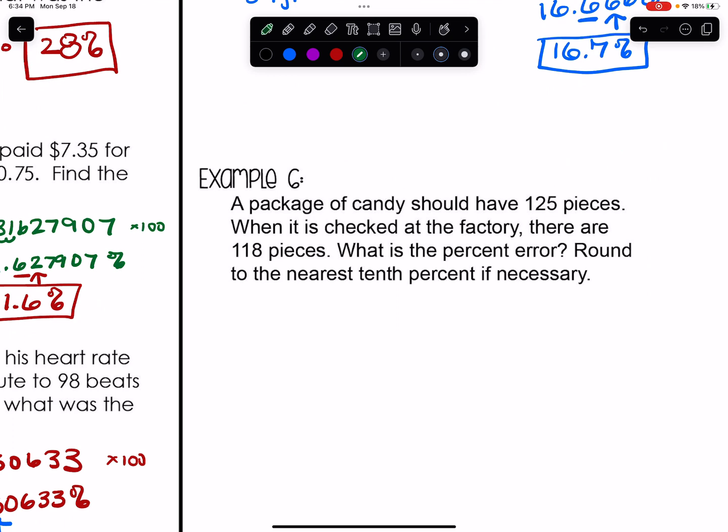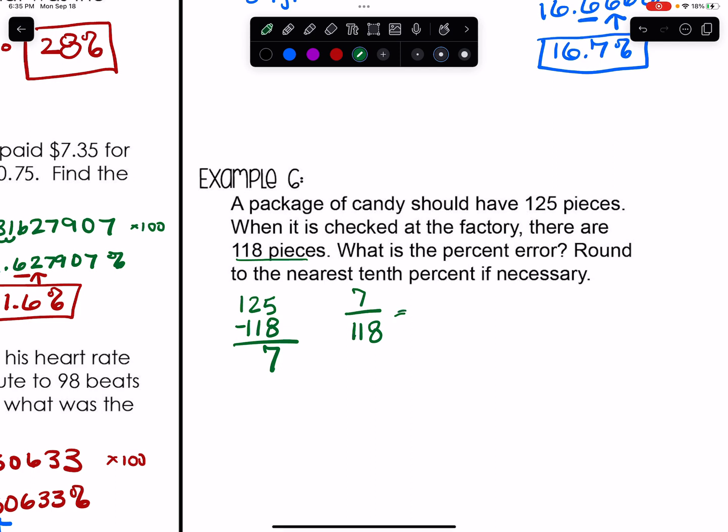And the last example, a package of candy should have 125 pieces, but when it's checked at the factory, there are only 118 pieces. What is the percent error? Round to the nearest tenth of a percent. So I'm going to find out how much it was off by. 7. So we want to divide 7 by what was actually in it. So there were actually 118 pieces.